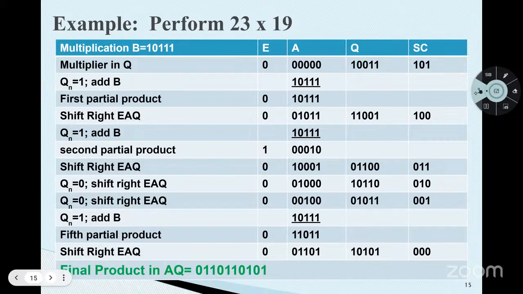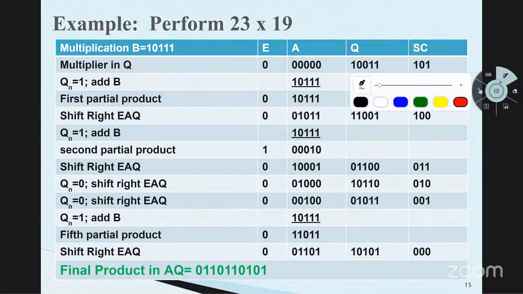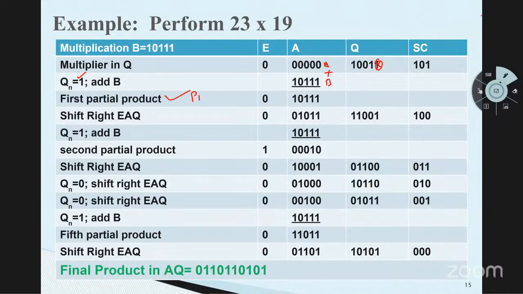If you understand this one concept, you will understand everything remaining. Right shift operation. Here Qn is equal to 1 means this bit is over. So we are adding B to A, this is the A value and this is the B value. So we are performing A plus B. The result is in the A register. First partial product is over. That is P1. After getting P1, the result you have to right shift in the EAQ direction.